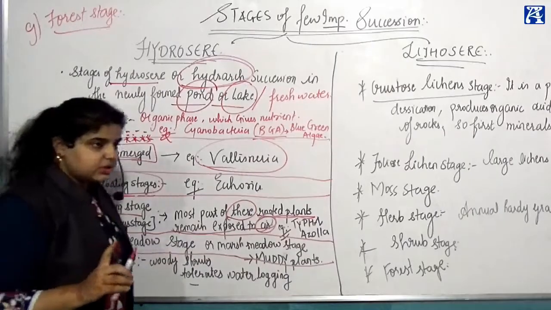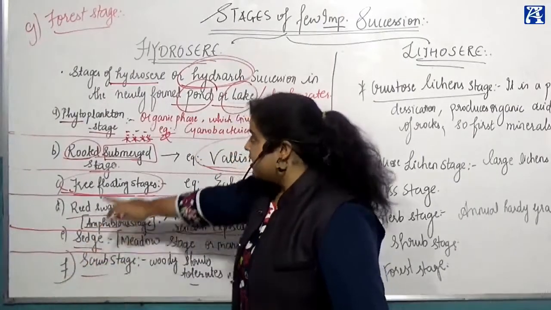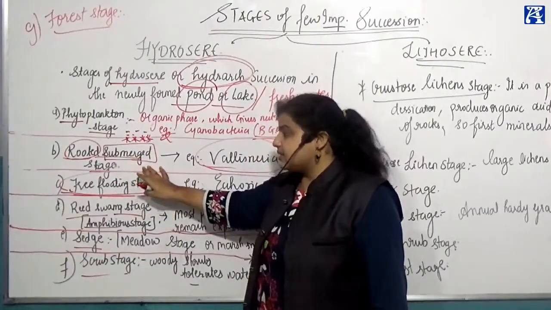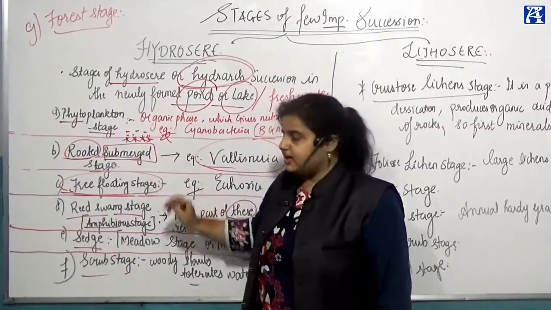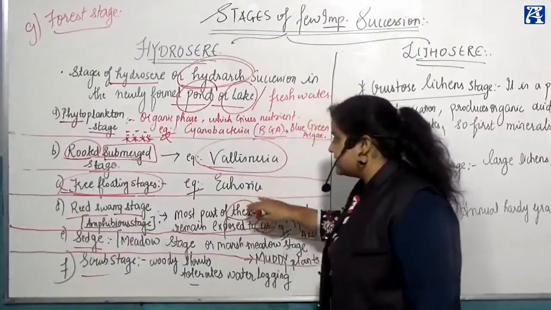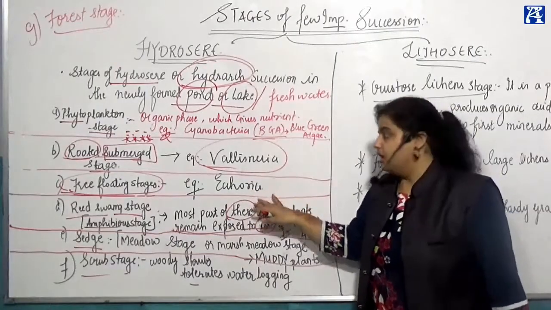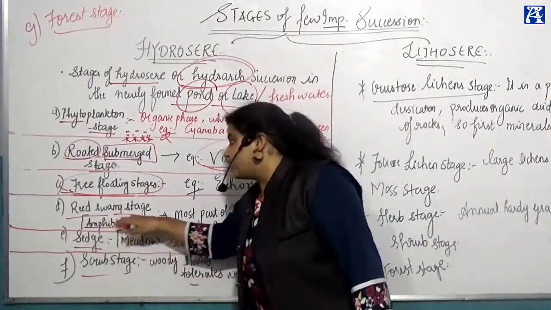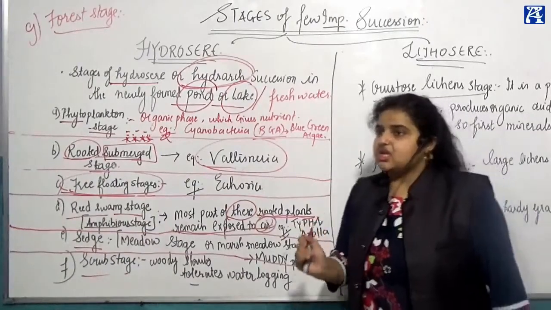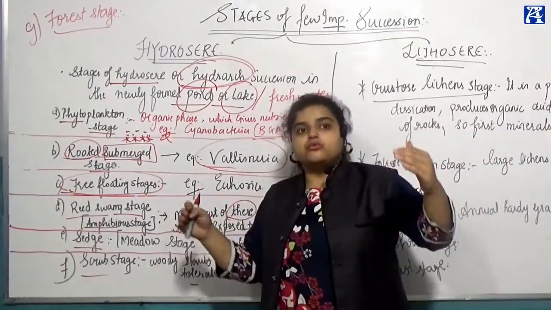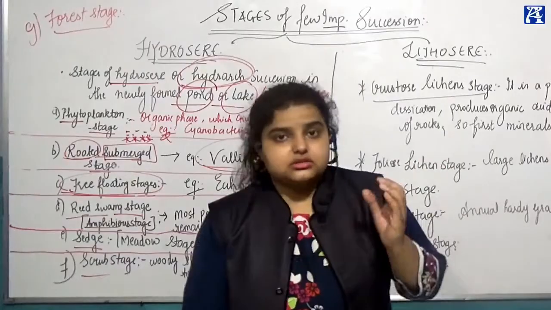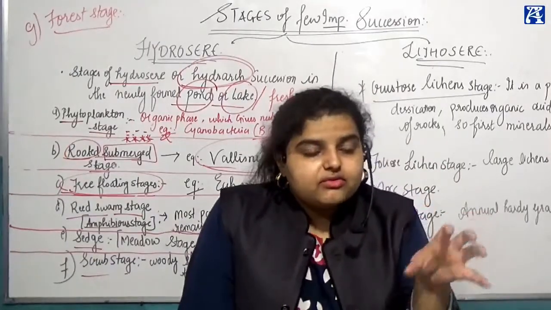See, first was what? Phytoplankton stage. Clear? Second was what? Rooted submerged stage. Okay? Third is what? Freely floating stage, and I told you the example is Eichhornia. Then comes the reed swamp stage. Reed swamp stage is the amphibious stage where before this the roots were submerged or even floating in the water.